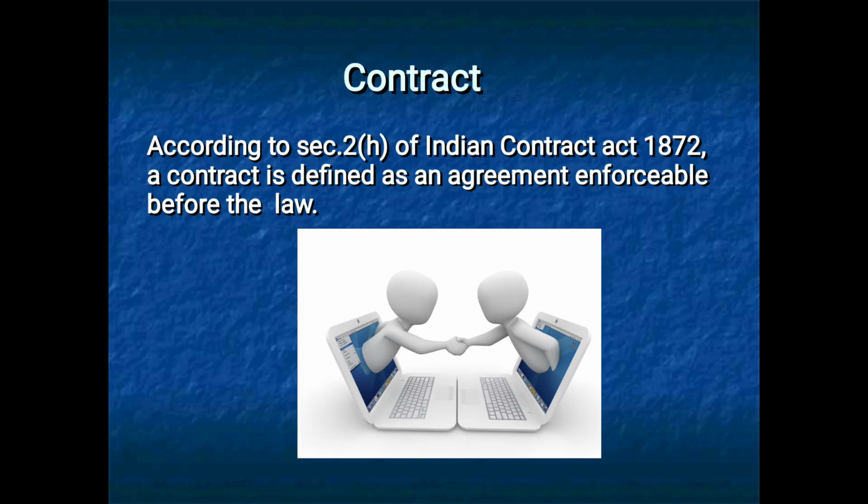The next thing is enforceability. The agreement enforceable by law is called contract. So, enforceable means able to execute or able to impose. Therefore, the agreement between offerer and acceptor which can be executed, that is permitted by law, is called contract.